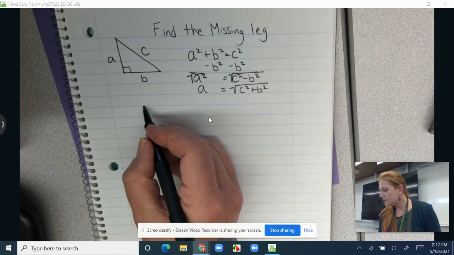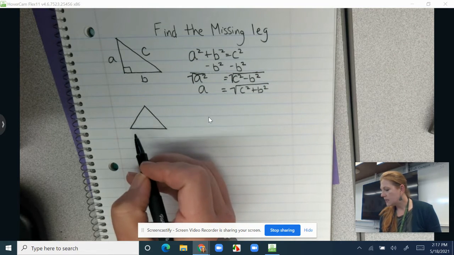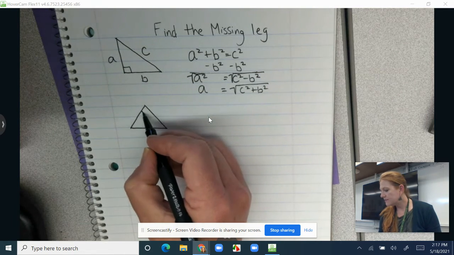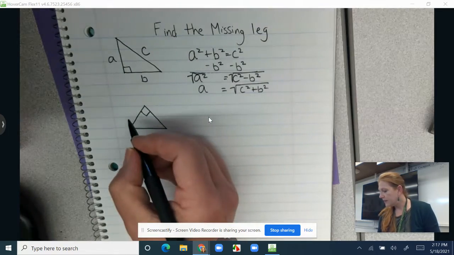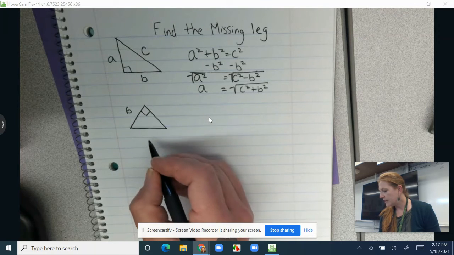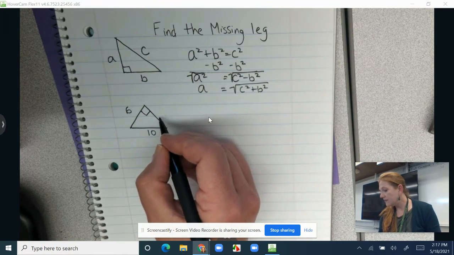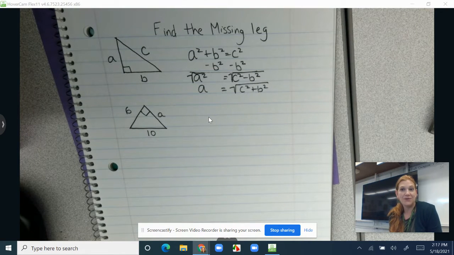So let's look at our first triangle. I made this look pretty square, but it's not supposed to be. Let's say a 6 here and a 10 here. And I don't know what this is. We're just going to call it A. It's our missing side, one of our missing sides, and it's a leg.